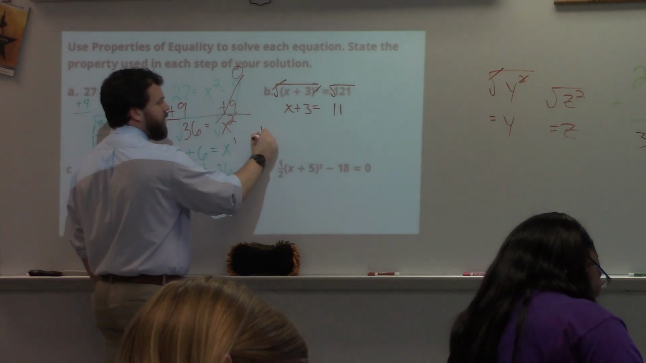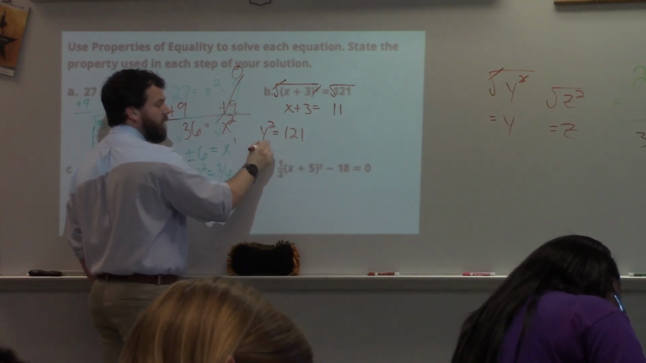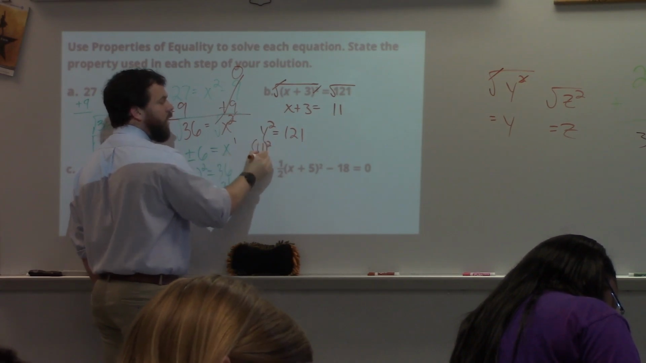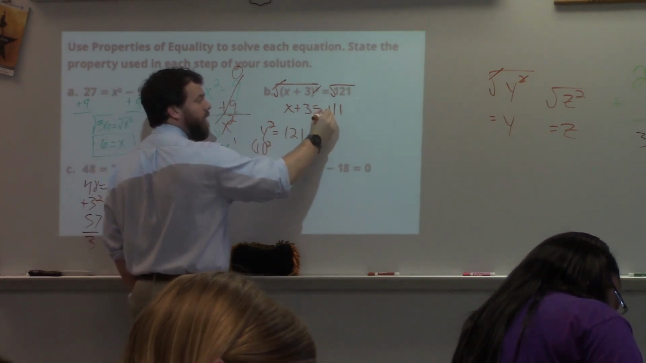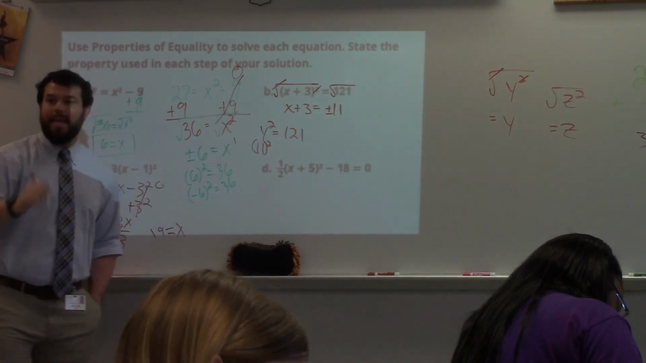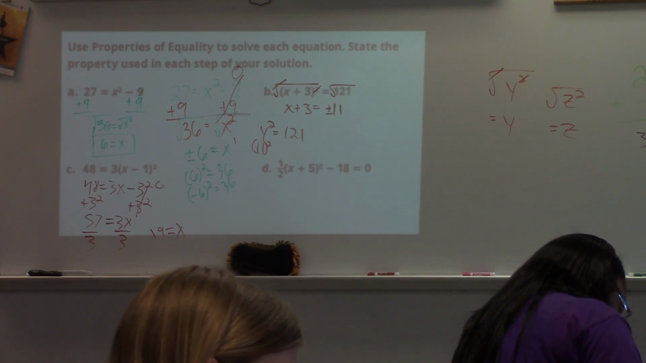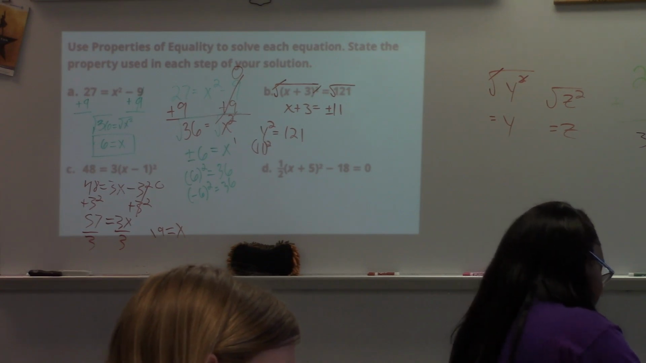Let me ask you an important question though. If I take a number and I square it and get 121, is that only 11 squared? And negative 11. Oh, so I need a positive and negative 11 there. When you take the square root, you need both a positive and a negative.